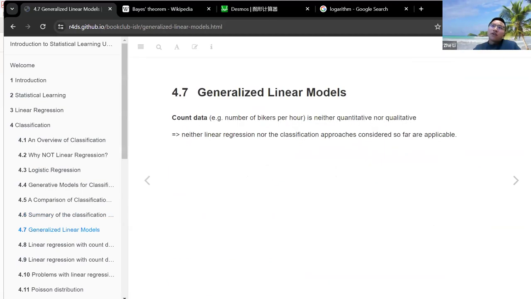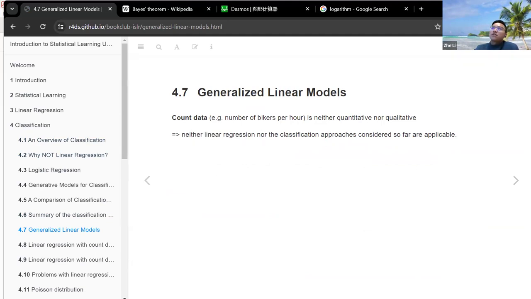And the last part of today's chapter is about the GLM, which is the more generalized form of our linear models. What we want to talk about here is kind of different from our discussion of classification. I don't know why they also want to include this part in this chapter, but we have to discuss it because it is what it is.